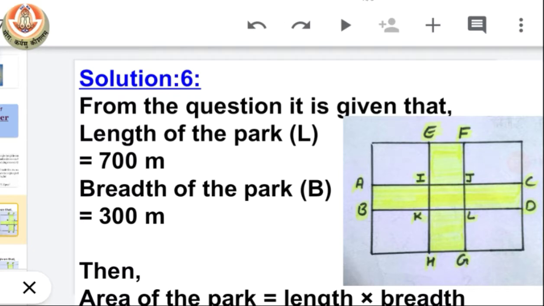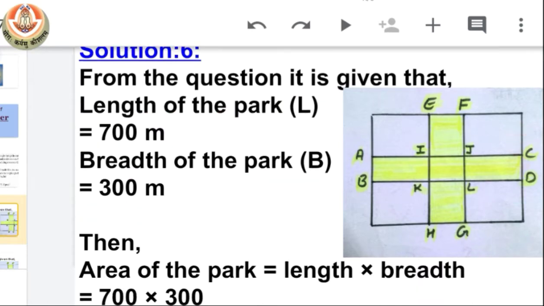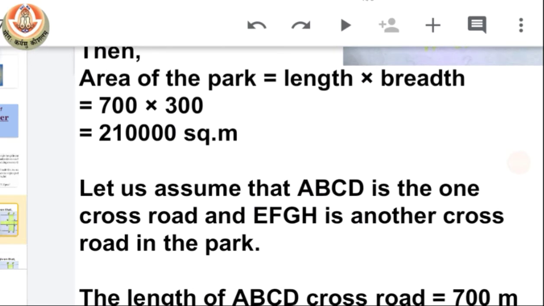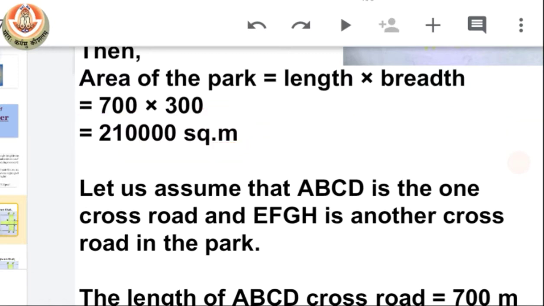Now from the question it is given that length of park is 700 meter and breadth of park is 300 meter. Then the area of the park will be length into breadth because it is a rectangular park. So the area of the park, you can see here what we have to do. We have to multiply 700 with 300 and we will have our area of the park in square meter.